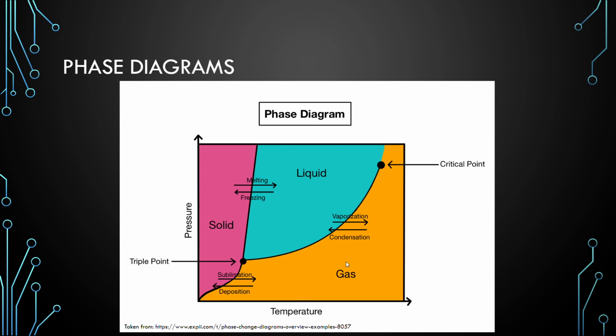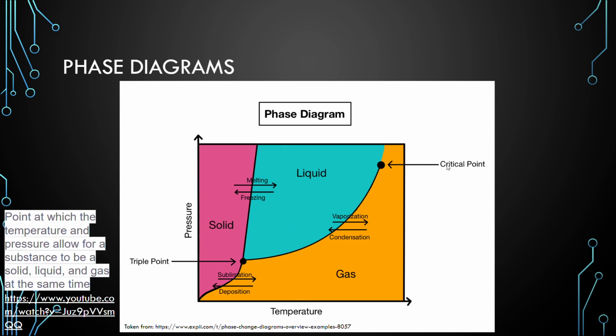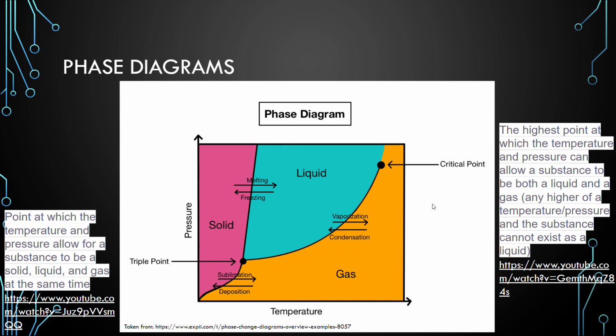There are two very interesting points that are the critical point and the triple point. The triple point is the point of temperature and pressure where a substance can be in the three states of matter. And the other point is the critical point, that is the highest point at which the temperature and pressure can allow a substance to be liquid or gas. If you keep on raising, it will only be gas, it will not be able to exist as a liquid.